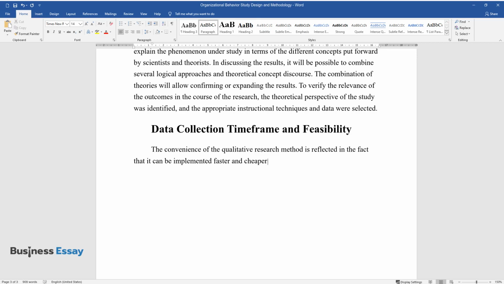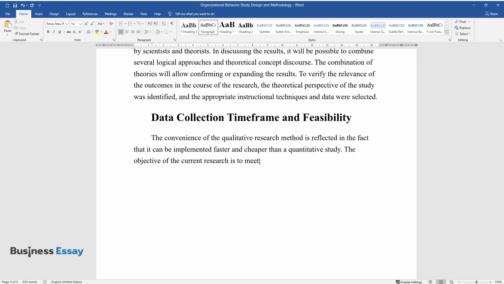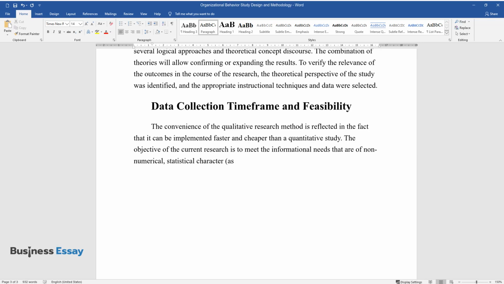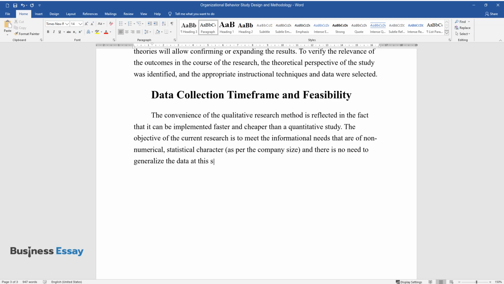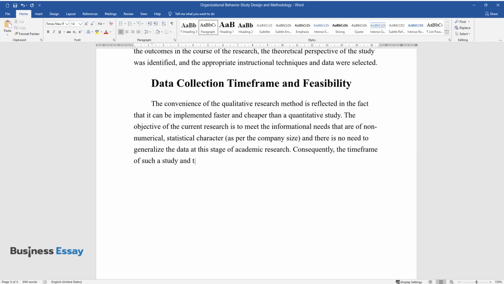than a quantitative study. The objective of the current research is to meet the informational needs that are of non-numerical, statistical character, as per the company size, and there is no need to generalize the data at this stage of academic research. Consequently, the time frame of such a study and the expenditures will be minimal.